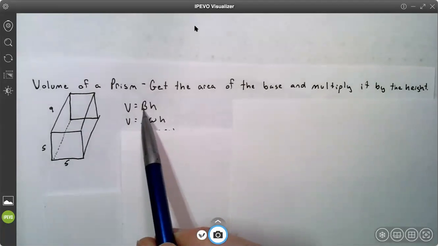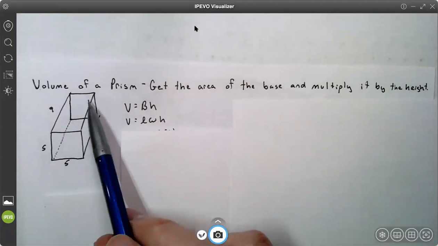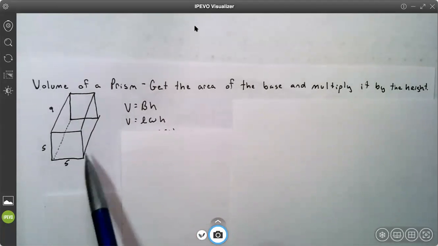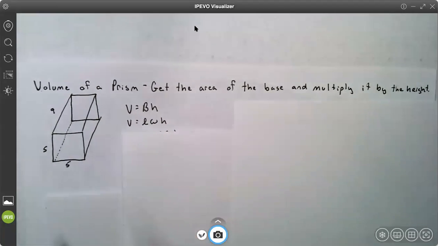Big B is the area of the base, which in this case, I have a square on this side and a square on that side, which are my two bases. And H is the height, which is the distance between the two square bases. In this case, it's 9.